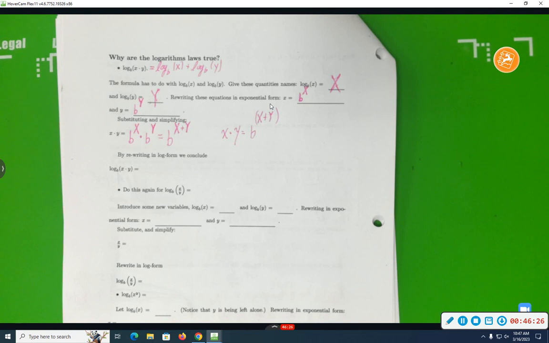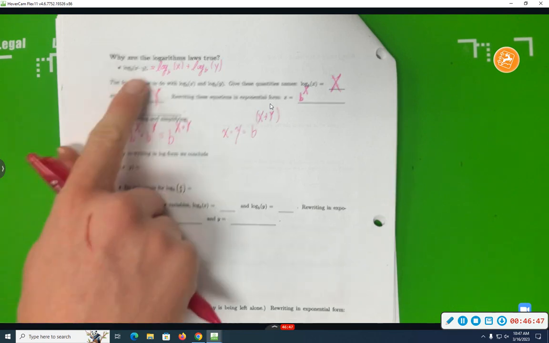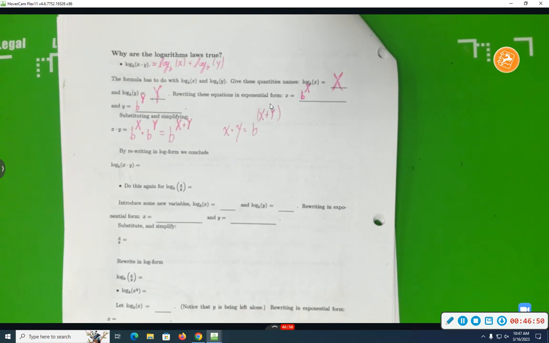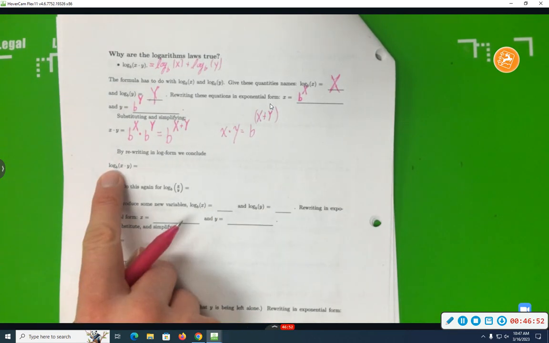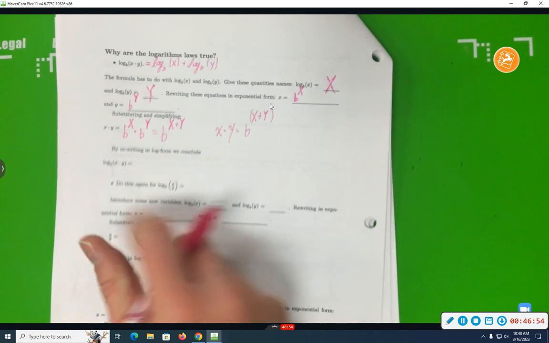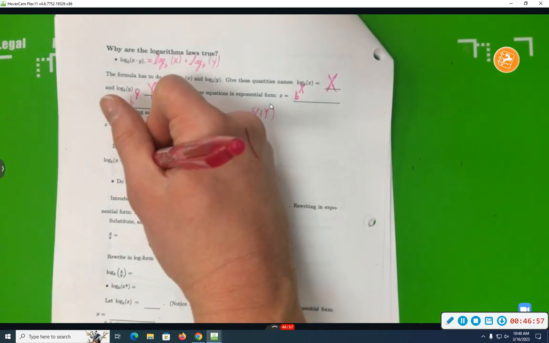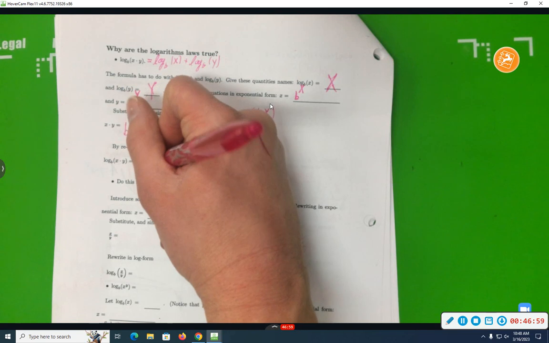What can I do with an equation in exponential form? Let's put it back into log form. And maybe a motivation for why that's a good idea is that we translate to exponential form because we know how to do algebra with exponentials. But my final answer, I'm interested in things in log form. So let's translate back to log form because I want to know something about a log. So let's put this back in log form. The base is b. Log base b of x times y is equal to capital X plus capital Y.